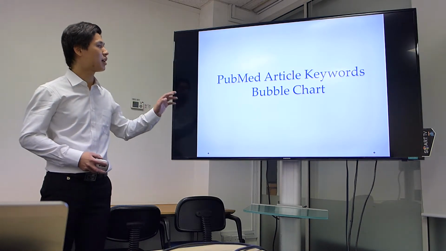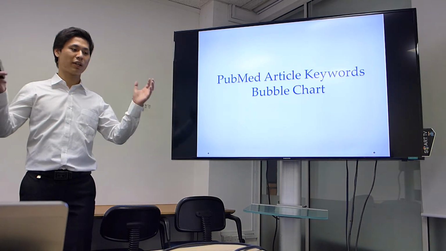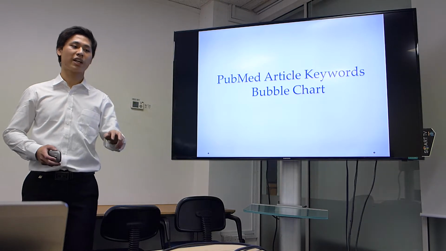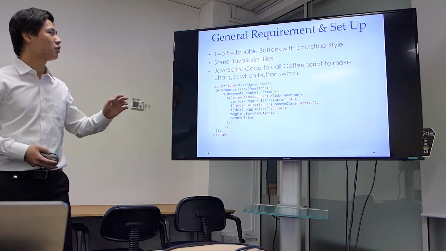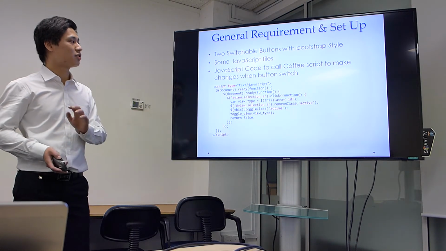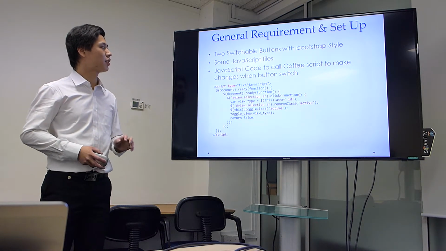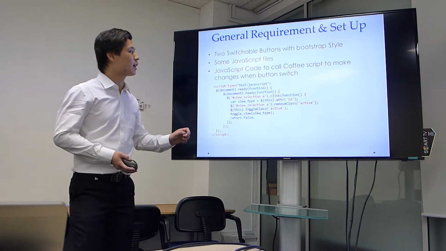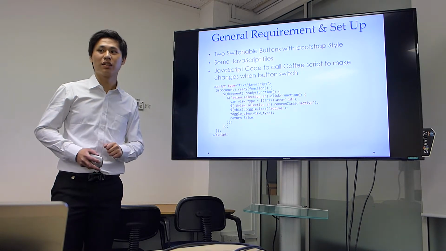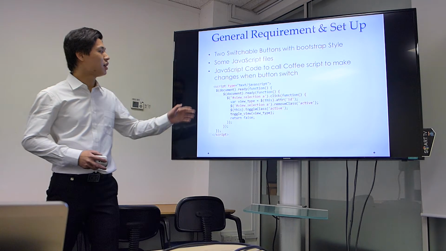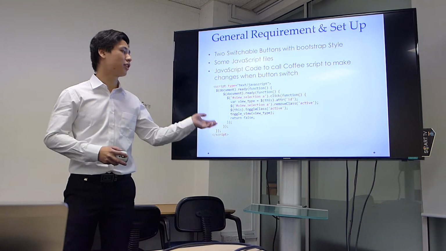Next I'll talk about the PubMed article keyword bubble chart. Just now we saw the bubble chart that combines to the center in the overview tab, and the other one will be categorized. So how it's done: first you need two switchable buttons. Ours is in Bootstrap style, because it's easier to use, with some JavaScript inputs. The other part is very special: you need a CoffeeScript. In the example I found, they use a separate CoffeeScript file to call the changes when the button switches.